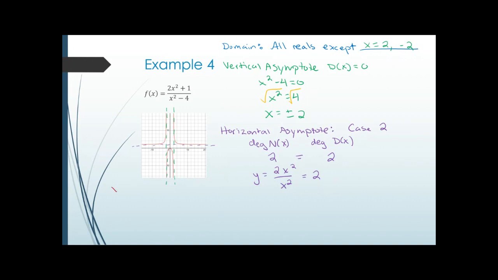Now let's find our intercepts. So the x-intercept. That's where the numerator is equal to 0. So I have 2x squared plus 1 equal to 0. So I'm going to solve that for x. So I'm going to start by subtracting 1 from both sides. And that gives me 2x squared equals -1. Then I divide both sides by 2. This gives me x squared equals -1/2.